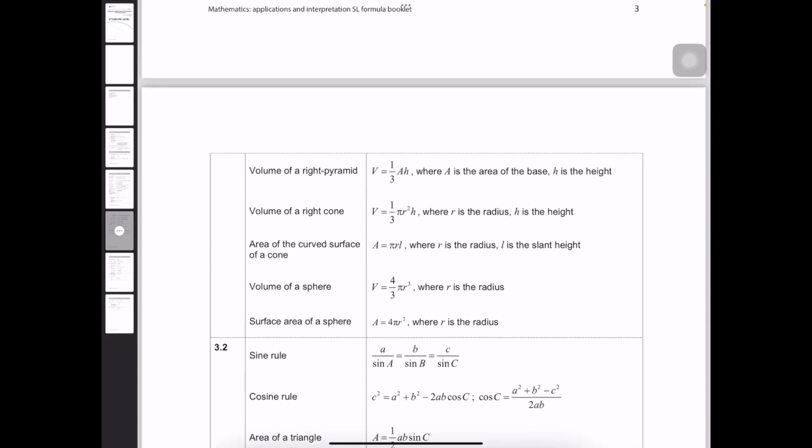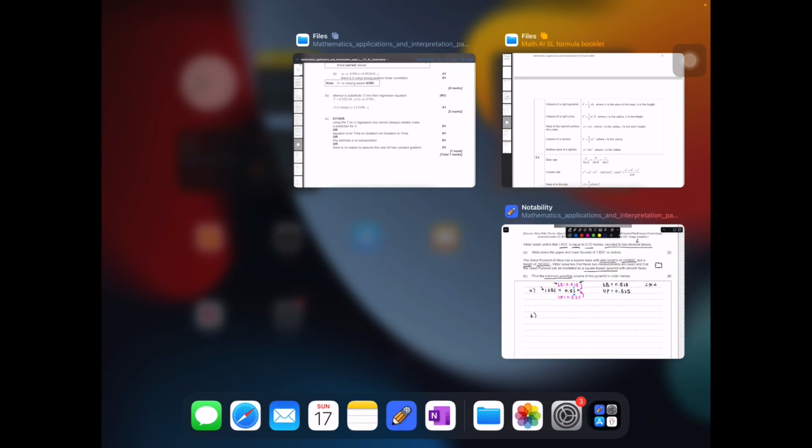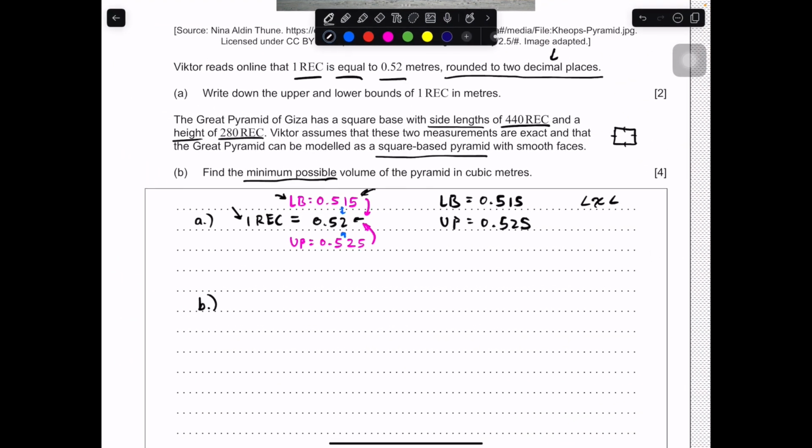There we are. Volume is equal to 1/3 area of the base, and then h is the height. So volume is equal to 1/3 AH, where A is the area of the base. Okay, let's write that down here. Volume is equal to 1/3 A, which is the area of the base, times height, the height of the pyramid. And we want to work with the minimum. So what do we have here? A few different ways that we can work this out. Let's try to simplify things as much as possible.